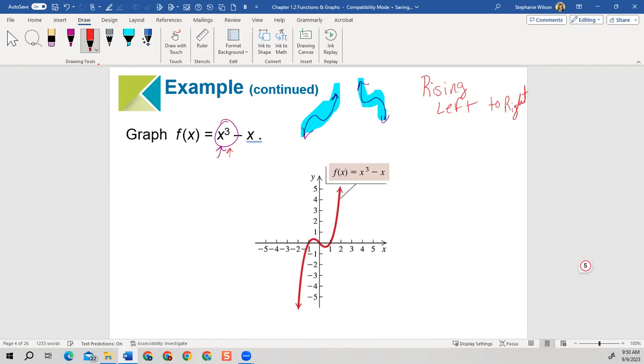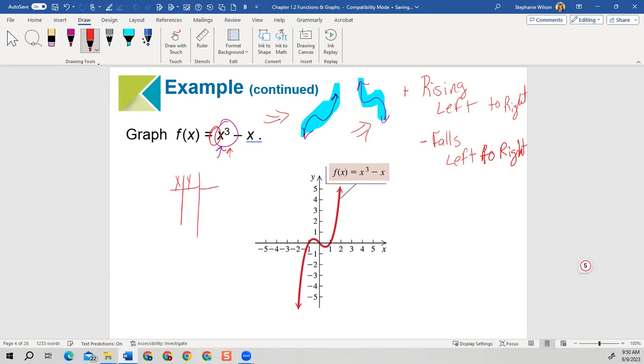If it had a negative, so I'm going to put a plus on. If it had a negative value, it falls left to right. So maybe this will help you understand why the functions look different depending on the value of the leading coefficient. All right. So if you wanted to plot this, again, you can make an XY table.